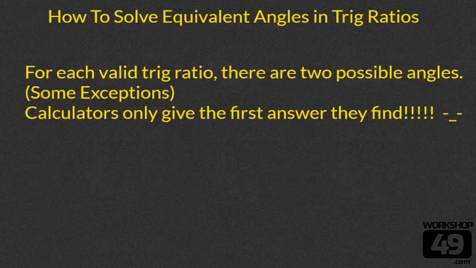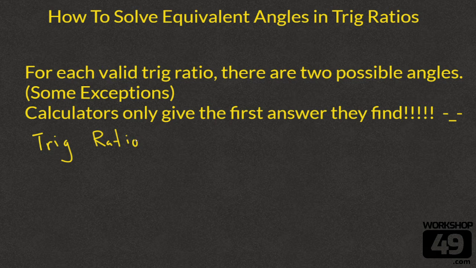It turns out that for each valid trig ratio, there are two possible angles. There's a couple exceptions, and I'll talk about those before the video's over, but calculators only give the first answer they find. And today I'm going to teach you how to get the second answer. I'm only going to show you the how, not the why. That's another video. We'll do that another time. But if you watch this video, you're going to know how to do it.